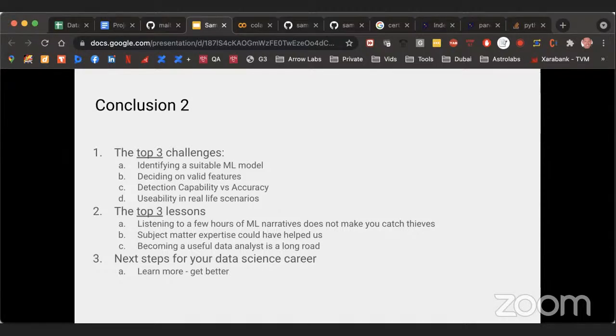Top 3 lessons learned. Listening to a few hours of machine learning narrative does not make you catch thieves. Subject matter expertise could have helped us to really understand how this data can be interpreted in a more meaningful, more strategic way. And becoming a useful data analyst is definitely a long road. The next step will be to learn more and get better.